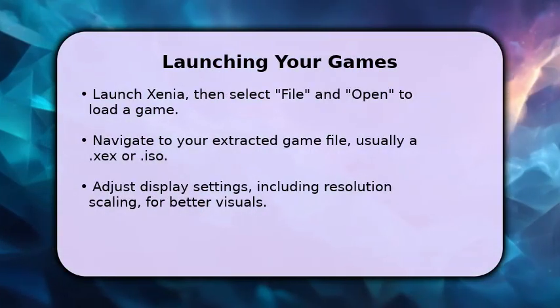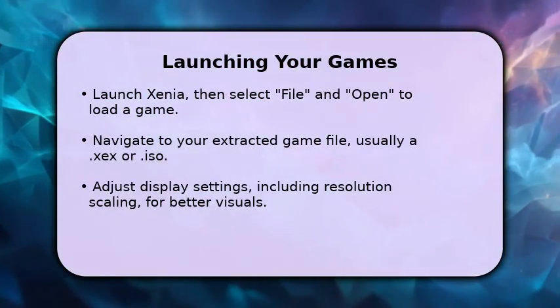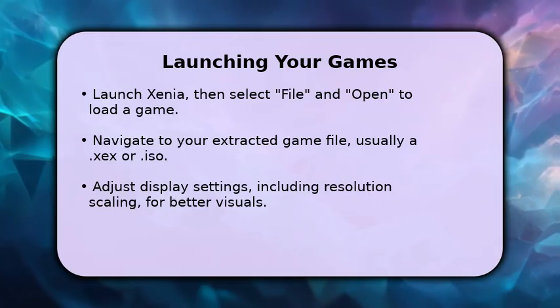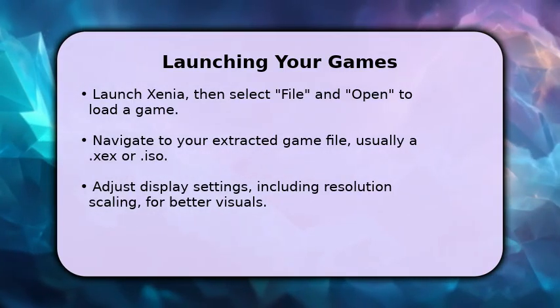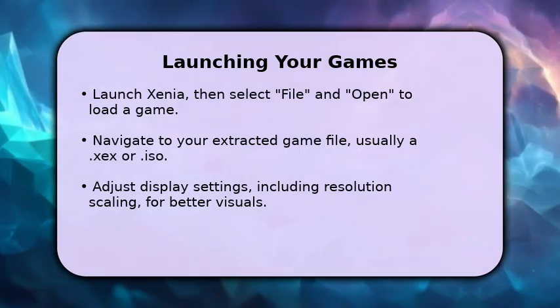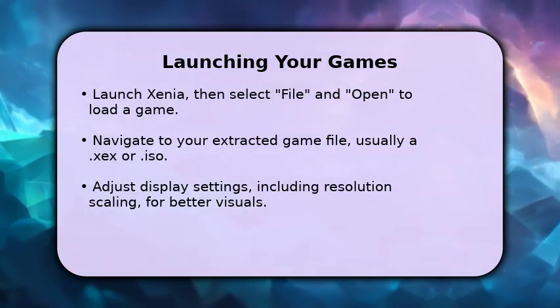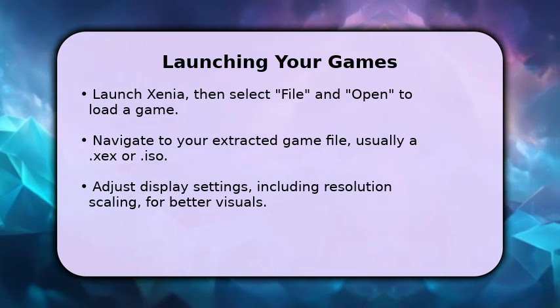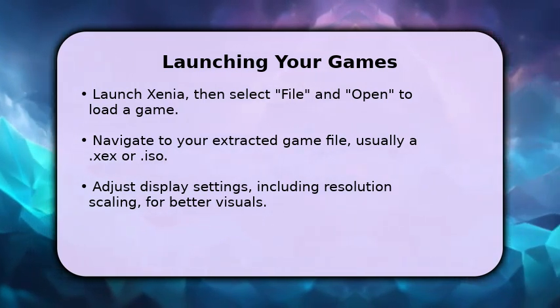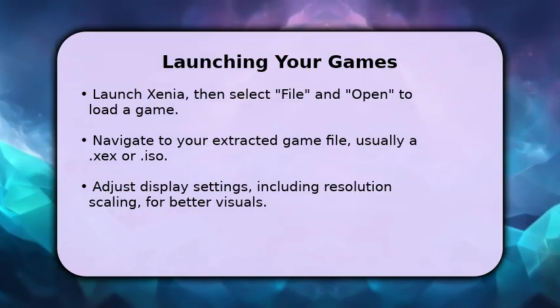To launch a game, open Xenia, then go to File and select Open. Browse to your game file, which will often be a .zex or ISO. You can adjust display settings like resolution scaling for improved visuals. For example, changing a value from 1 to 2 can upscale to 1440p. Remember to consult the Xenia compatibility list for specific game performance and known issues.